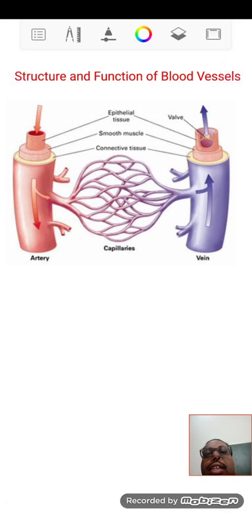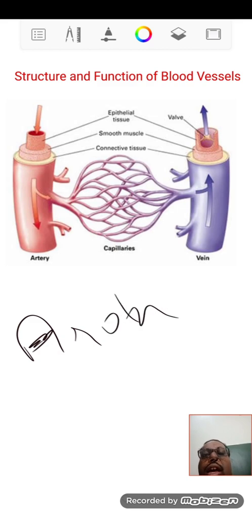You have seen the aorta, a very big one. As it starts its journey, it becomes smaller, which is known as the arteries. And arteries again become smaller, known as the arterioles. Then it will enter into the tissues. Same way, when returning back to the heart: capillaries, venules, veins, and to the heart.